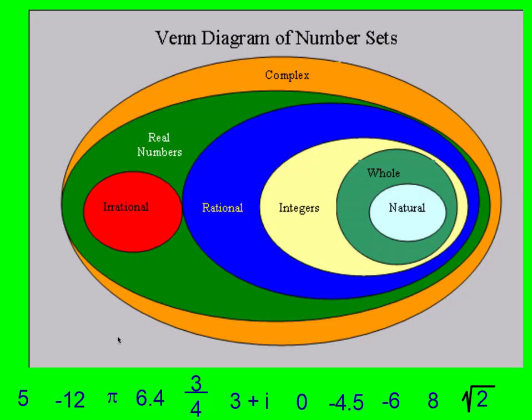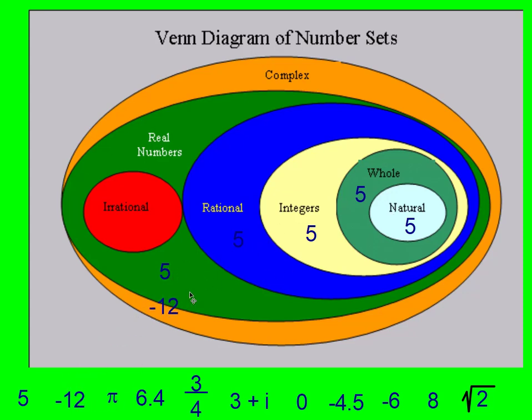So let's see if we can place a few of these numbers where they're supposed to be. Take, for example, this 5. Well, this 5 is a natural number, because it's a counting number. But it could also be a whole number. It could be an integer. It could be a rational number because we can write it as a fraction. It can be a real number, but it won't be irrational or complex. So 5 actually belongs to 5 different number sets.